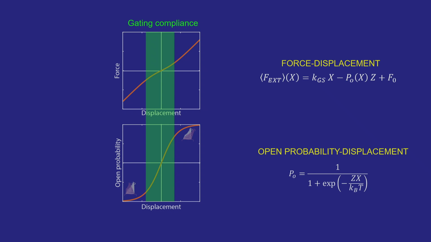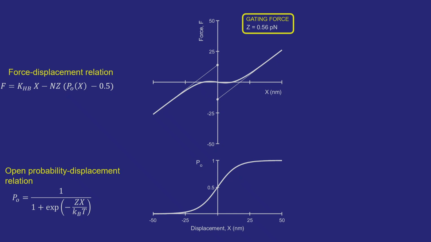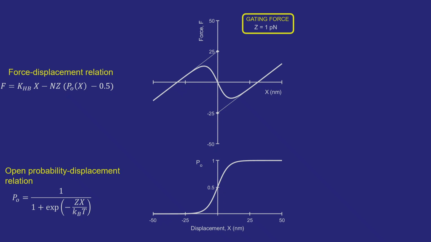Again, the gating force is key, because if you increase the gating force, you stiffen up the sigmoid, as we already said, and correspondingly, you get a greater and greater nonlinearity up to a point where negative stiffness emerges.